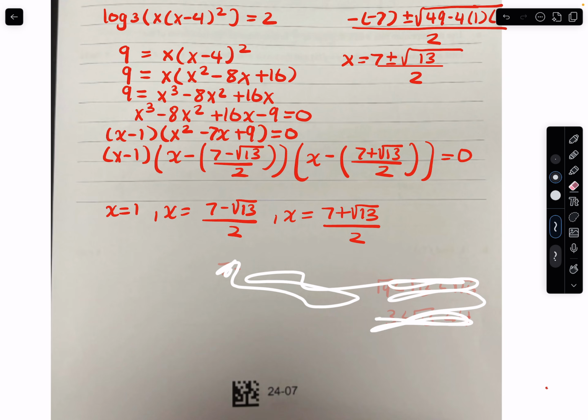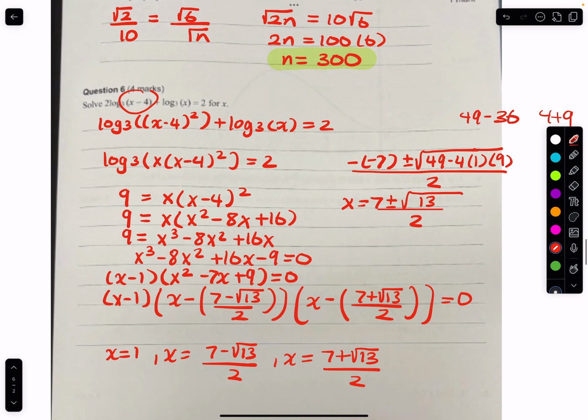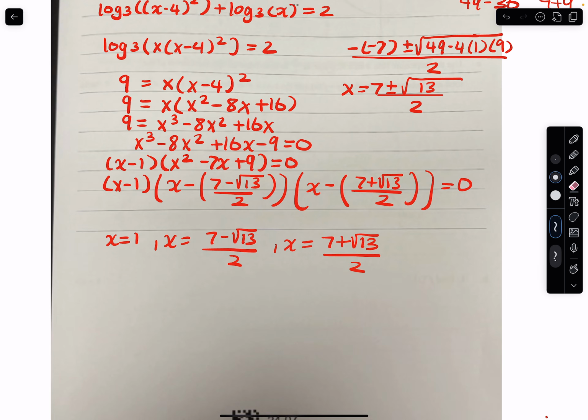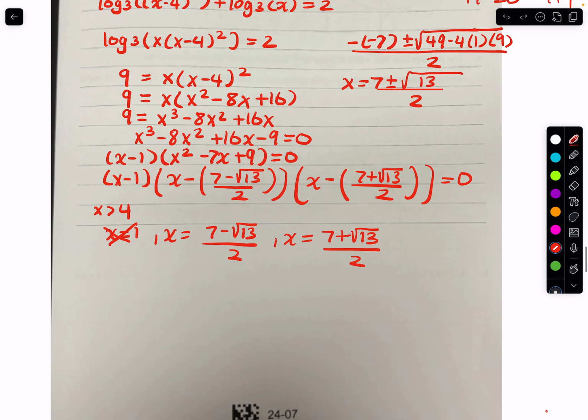So it does meet the first part, but does it also meet this part here? Remember, x minus 4 also has to be greater than 0. So x must be greater than 4. All the values have to be greater than 4. Which ones are that? x equals 1 is wrong because it's not greater than 4. So not that one. This one's great because it's 7 plus root 13, which we said is about 3.5, divided by 2. Yep, that's greater than 4.